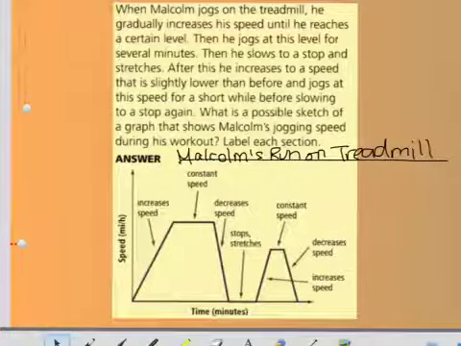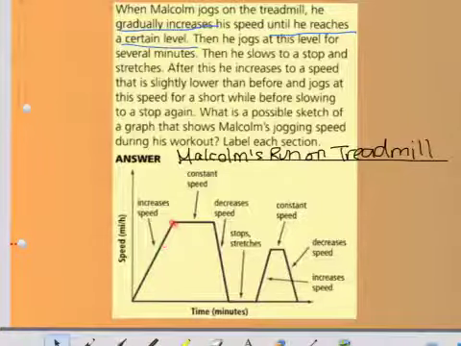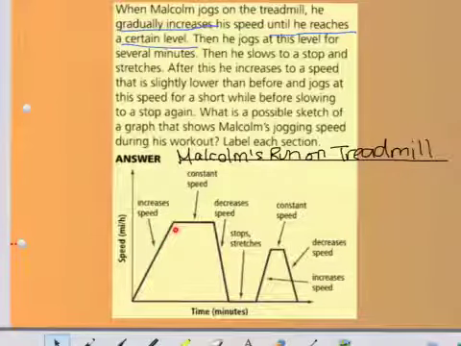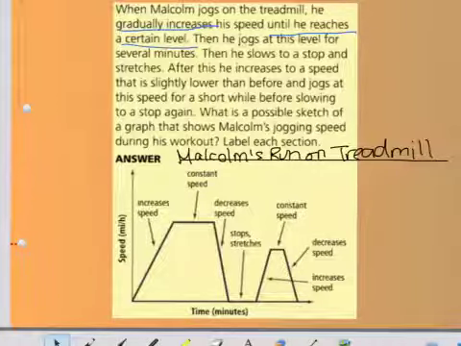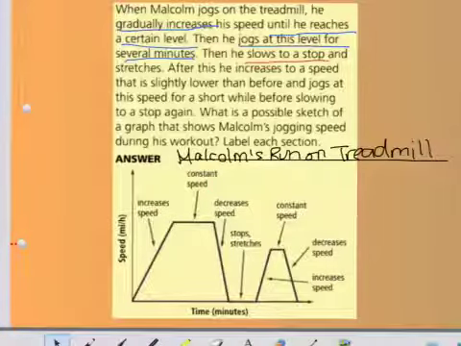So now we can look at the word problem step by step. When Malcolm jogs on the treadmill, he gradually increases until he reaches a certain level. So that we can see he's increasing his speed until he reaches a certain level, and then he jogs at this level for several minutes. So that's this flat surface here, this steady speed, a constant speed. Then he slows to a stop and stretches.